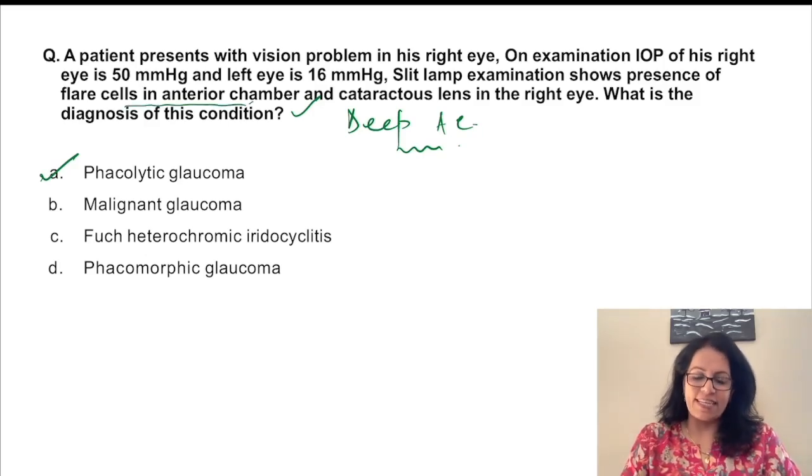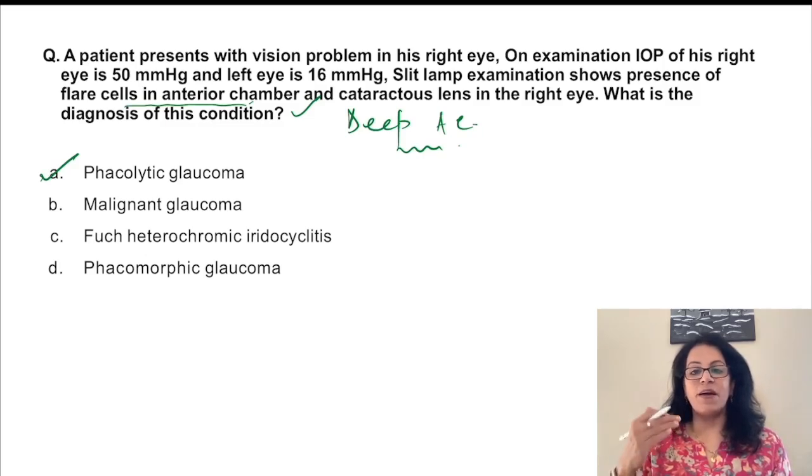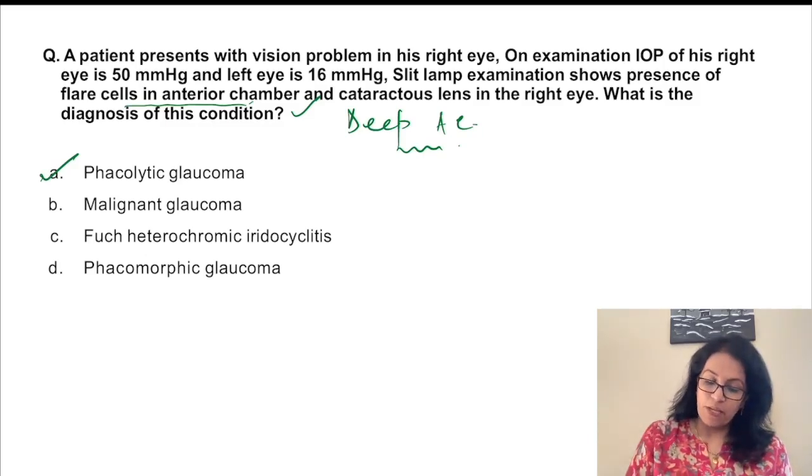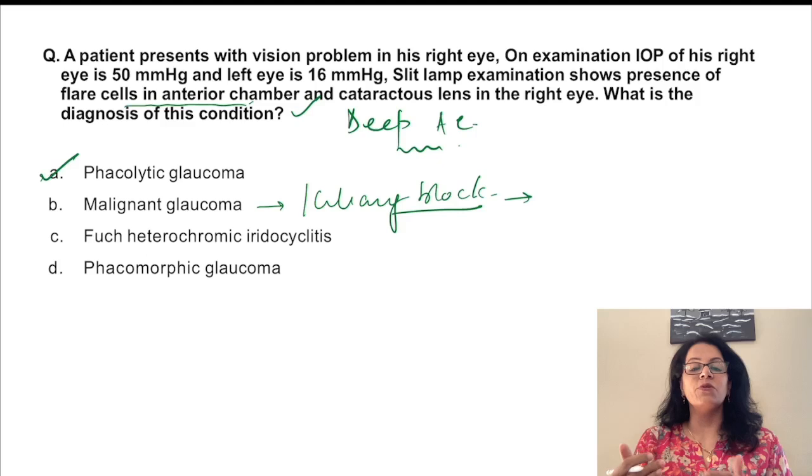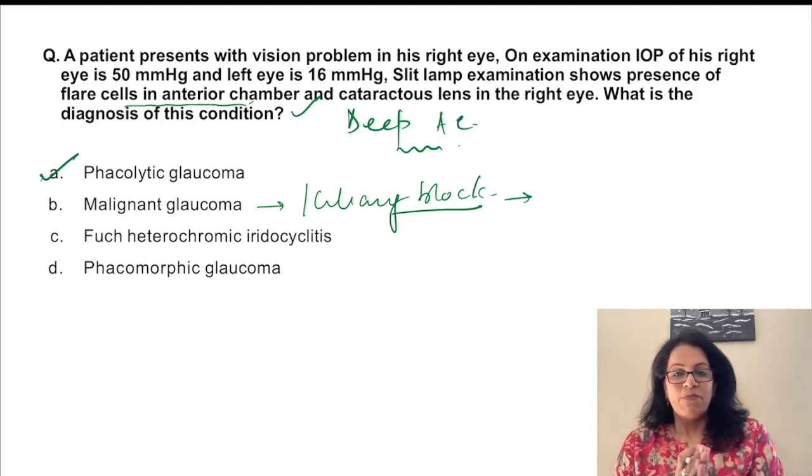But yes, let's take malignant glaucoma. Okay, one by one, a quick review of the options and why, because I have to now further give your NEET PG. So malignant glaucoma, as you know, is also called ciliary block glaucoma. And if you remember, reminding you, it is glaucoma after any intraocular surgery, which is due to what?